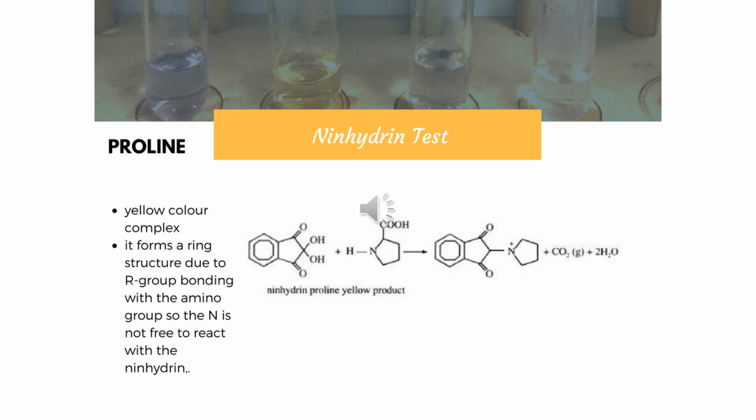Proline produces a yellow color complex when it reacts with Ninhydrin. It is somewhat special in that it forms a ring structure due to the R group bonding with the amino group, so the nitrogen is not free to react with the Ninhydrin. That's why it gives a yellow color complex instead of a purple one.